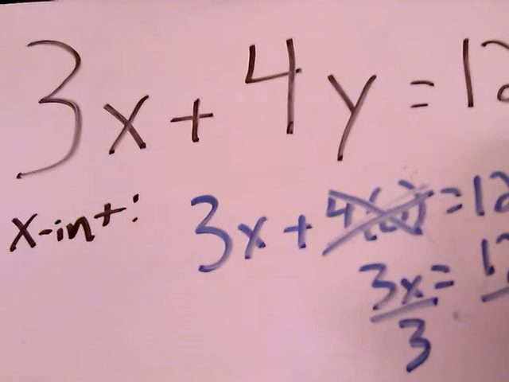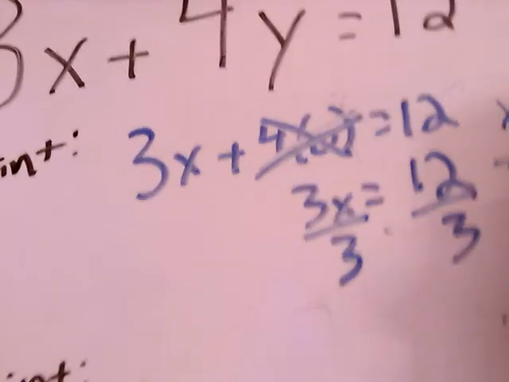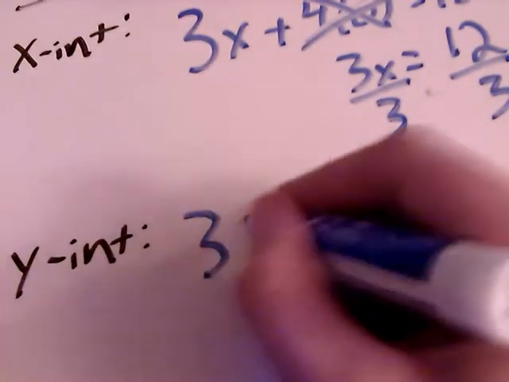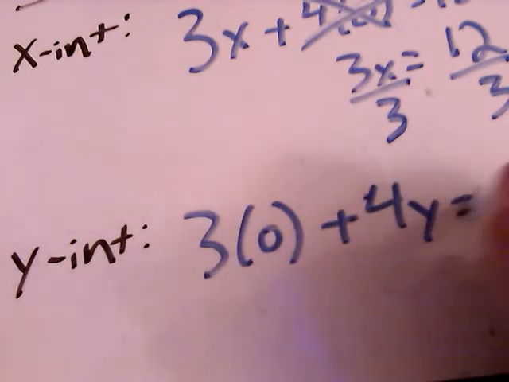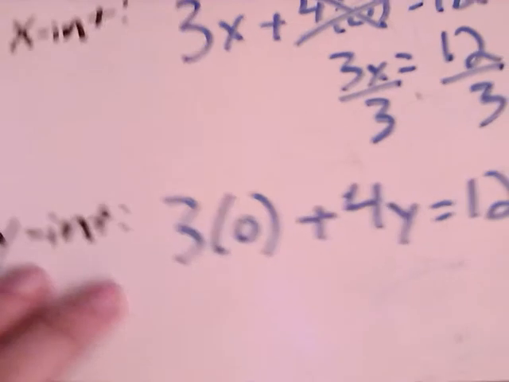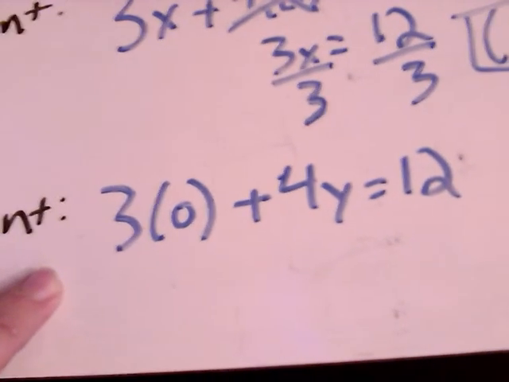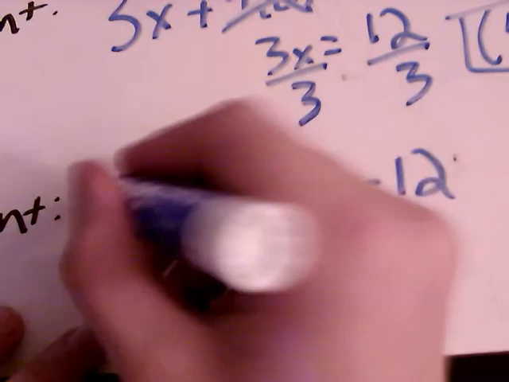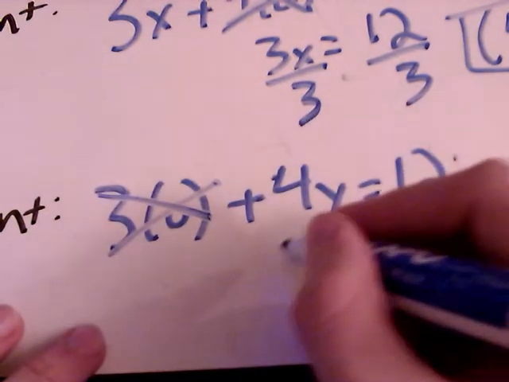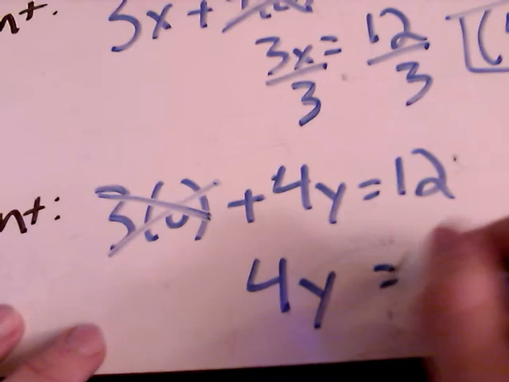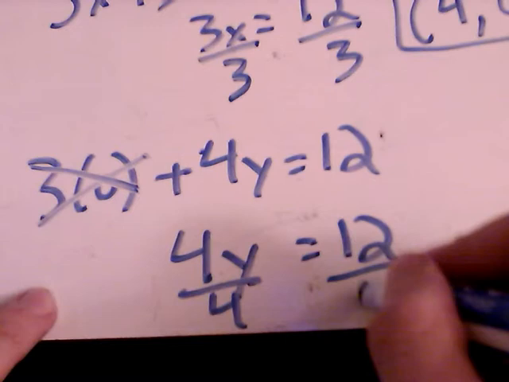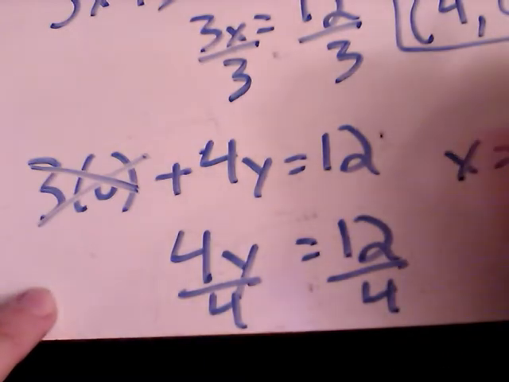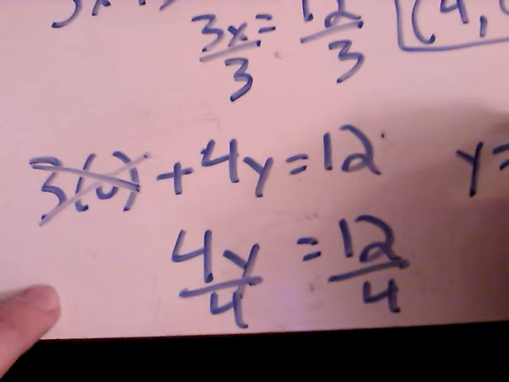So remember, we are talking about 3x plus 4y equals 12. So now we're going to find the y-intercept. Now remember, to find the y-intercept, you plug in a 0 for x. To plug in 0 for x, pretty simple. So we get 3 times 0 plus 4y equals 12. The 3 times 0 cancels out, and the only thing left on the left side is the 4y, and the 12 is left on the right side. Divide both sides by 4, and we get y equals 3.